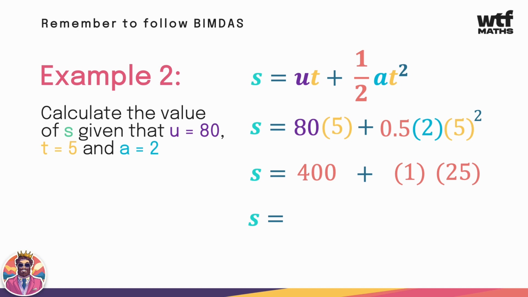The next step, we still got some multiplying to do. 1 times 25 is going to be 25 on the right, and we still had our 400 on the left. So finally, 400 plus 25 is going to be 425. That's our final answer for this question.